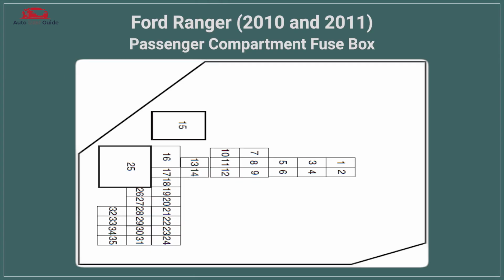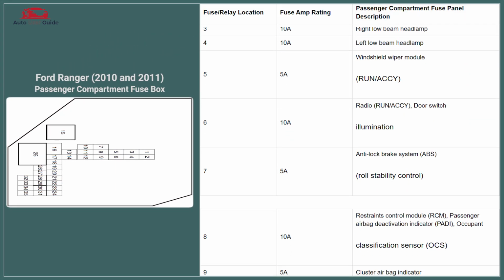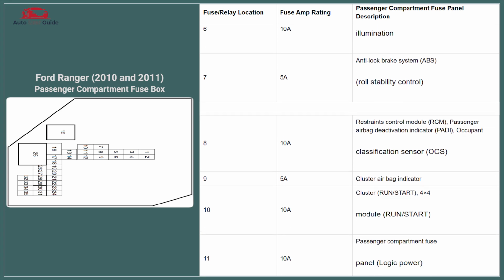The passenger compartment fuse box in the 2010 and 2011 Ford Ranger safeguards and distributes power to interior electrical components like lighting, radio, and power windows.